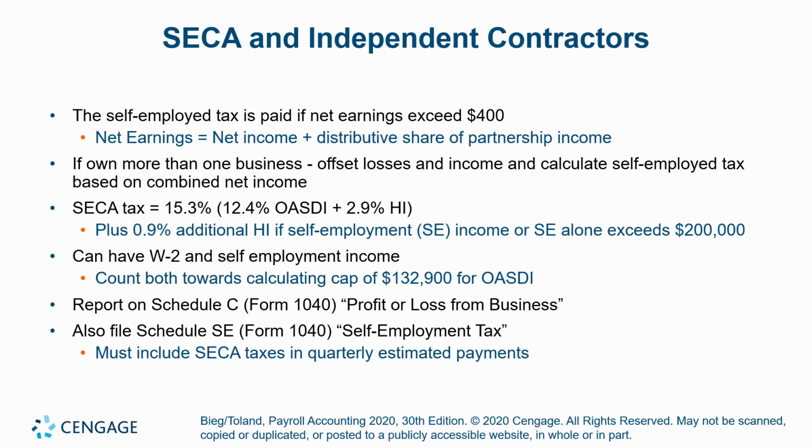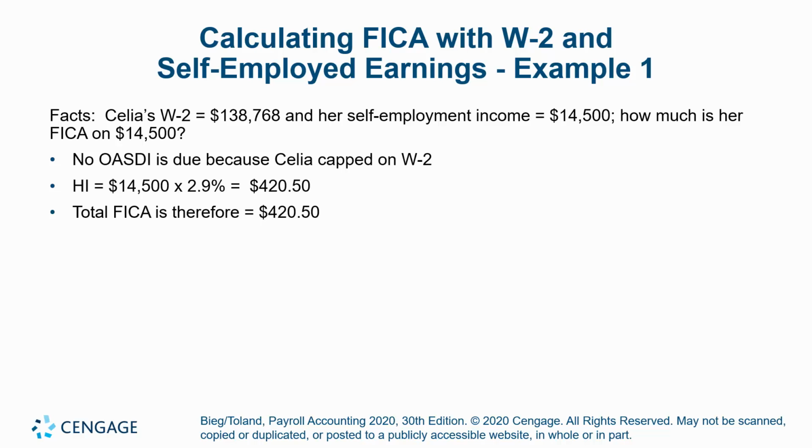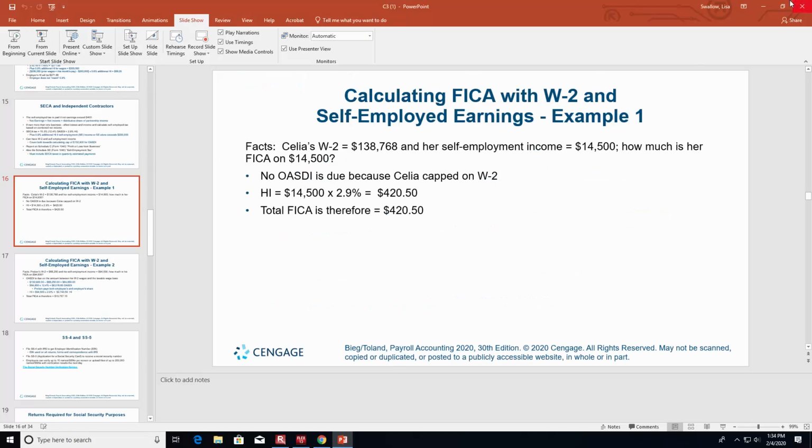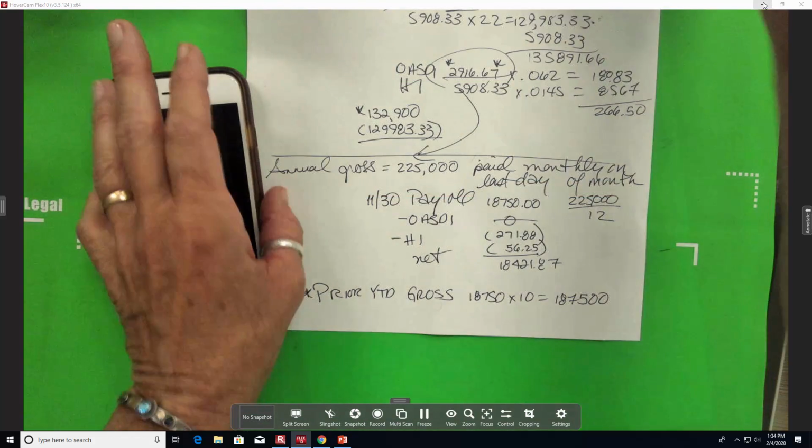And then we know that we put our self-employment income on a Schedule C that attaches to my 1040, right? And then you've also got to fill out another form called a Schedule SE, which reports your self-employment tax. But here's the situation. Here's our next challenge. 138,768 and 14.5. So here's the situation.